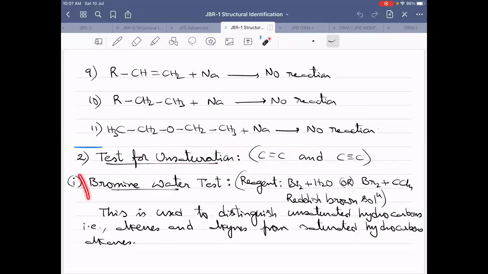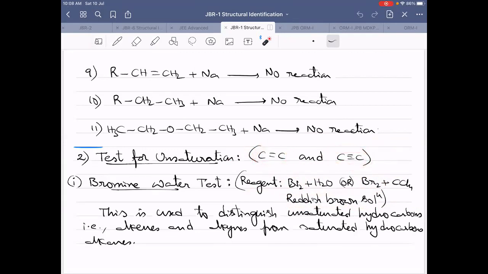Next, the bromine water test. To use this test to identify whether alkene or alkyne is present, the reagent is bromine plus water. Bromine is a reddish brown colored liquid. Such bromine dissolved in water or in carbon tetrachloride is the reagent. And what is the color of the reagent? Reddish brown.